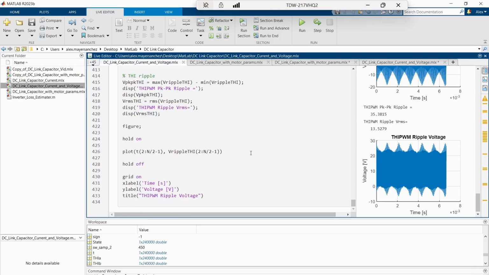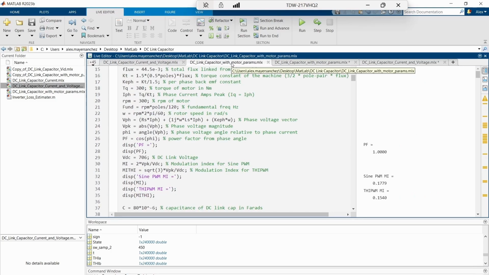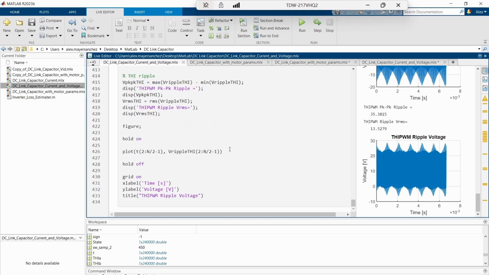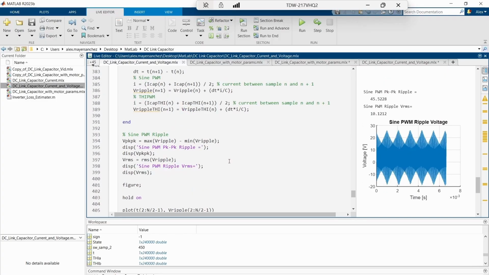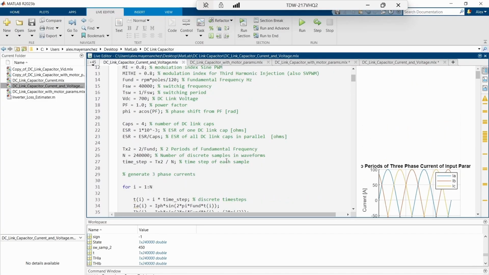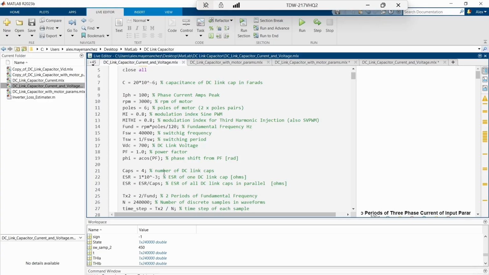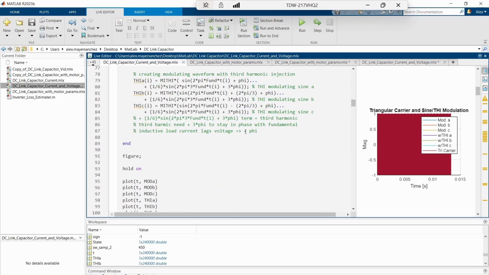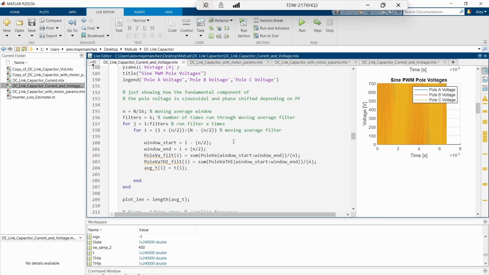So in my third video, I think I'm going to go over this DC link capacitor with motor parameters. It's basically the same script as this, but instead of just inputting a modulation index and a power factor, you can input the characteristics of an electric machine, or specifically a synchronous machine, and it will determine what modulation index and power factor is applied to this machine, and then calculate all the same plots for you.